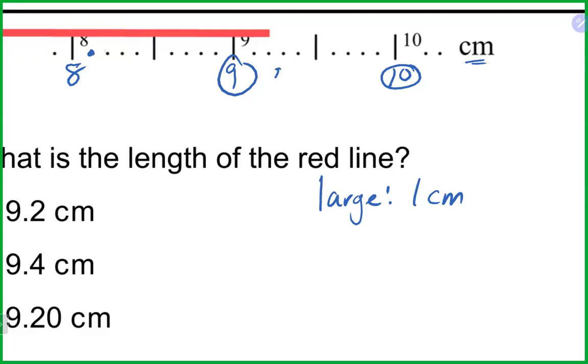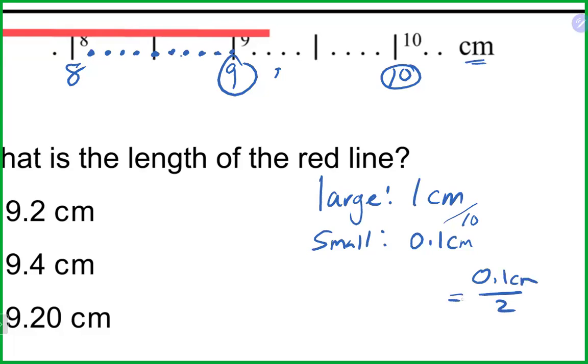So we have 1, 2, 3, 4, 5, 6, 7, 8, 9, and 10. So on this particular scale there are 10 small markings. If you're not sure, just take 1 divided by 10, and that will tell you that my small marking is 0.1 centimeters. Now that I know for sure that my small marking is 0.1 centimeters, if you're still not sure how far you should take the reading to, I'm going to divide that by 2, and that tells me 0.05 centimeters.